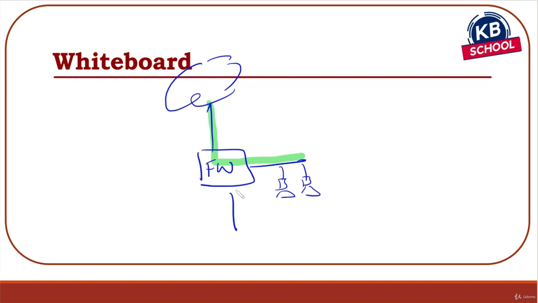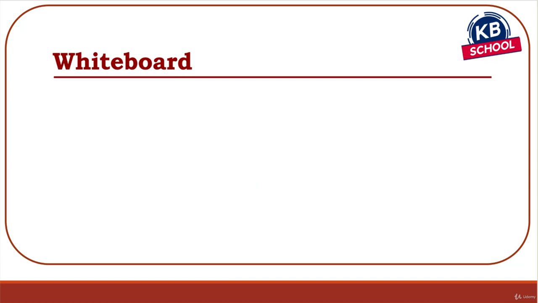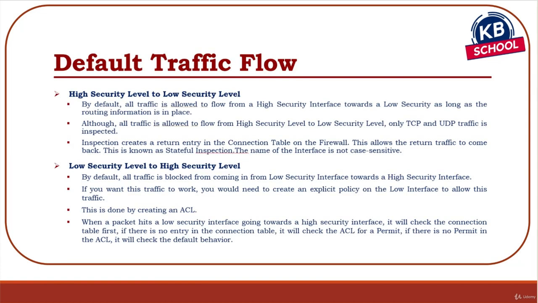But if you do want to control it, or if you want to allow some traffic coming in, I'll show you how to do that as well in the next video. Here, our focus is the ACL. So what we've taken a look at this point is the default traffic flow, high to low and low to high. It's the same thing that we discussed in the earlier video, so there's nothing new over here.